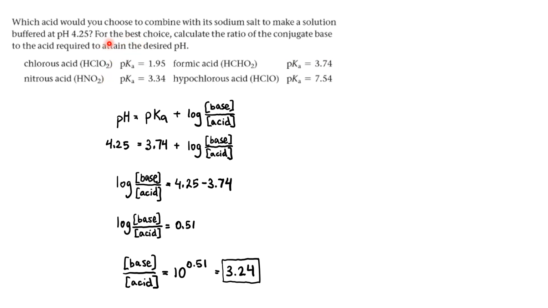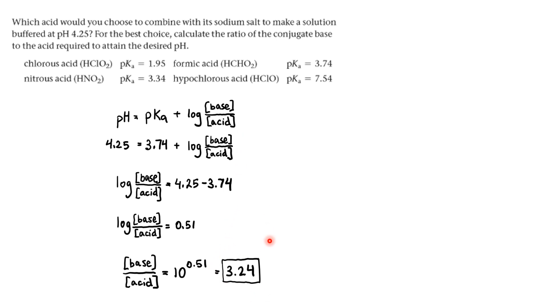And now it's asking you for the best choice. Calculate the ratio of conjugate base to acid required to attain this desired pH. And all we really did was plug in our numbers to the Henderson-Hasselbalch equation, and we solved for this base over acid concentration. And I walked through this last class, but in doing the math, you realize that the ratio is 3.24. Ideally, you would want the ratio to be 1, right?